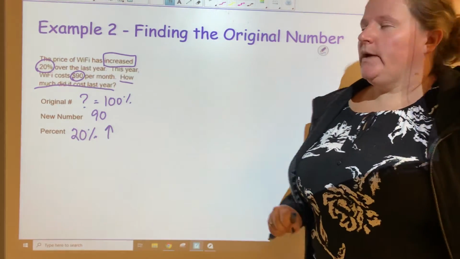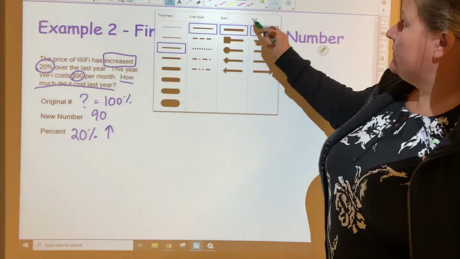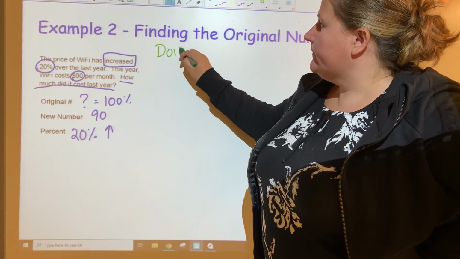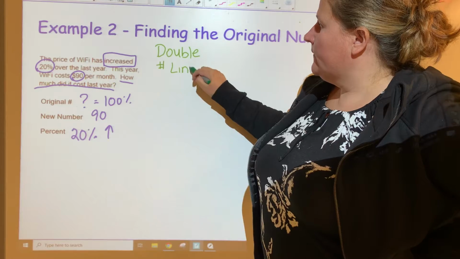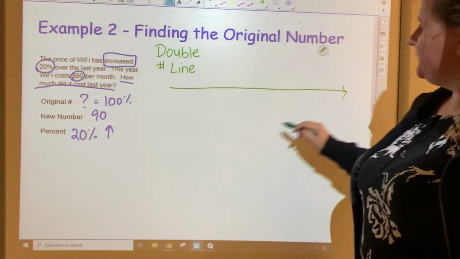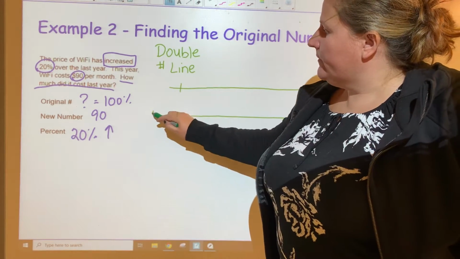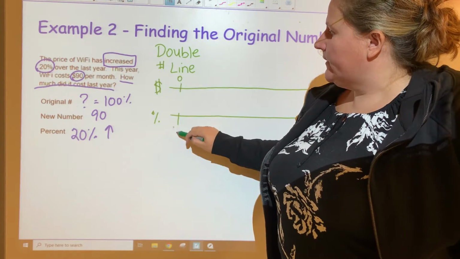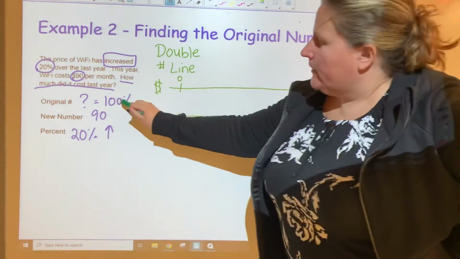There's really like two ways that you'd probably want to try to solve it. And the first way, I'm gonna switch things up a little bit this time, I'm gonna make my double number line so I can see what's going on here. I'm gonna put my percents at the bottom, my money at the top, and for $0, I have 0%, makes sense.